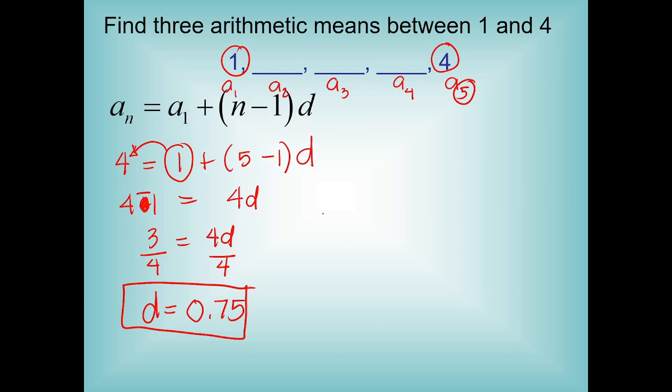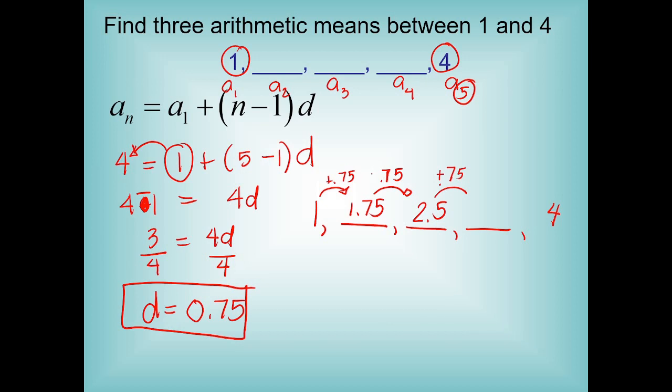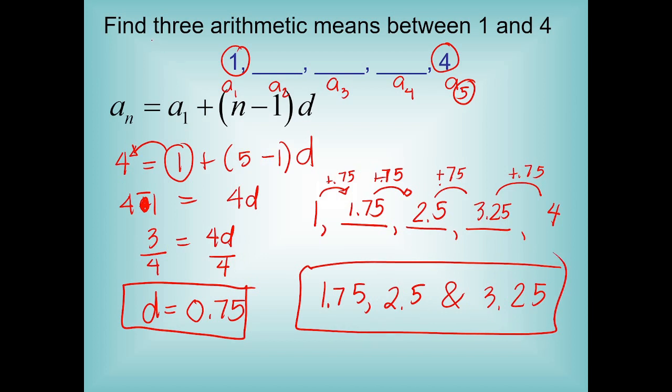If I'm going to be adding, I have 1, three blanks, and the number 4. I add 0.75. Now 1.75 plus 0.75, it will give me 2.5. 2.5 plus 0.75, if I'm going to add 0.75 here, it will give me 3.25. If I'm going to add 0.75, it will give me 4. So meaning, my answers will be 1.75, 2.5, and 3.25. These are the three arithmetic means we are looking for, that's between 1 and 4. Okay?